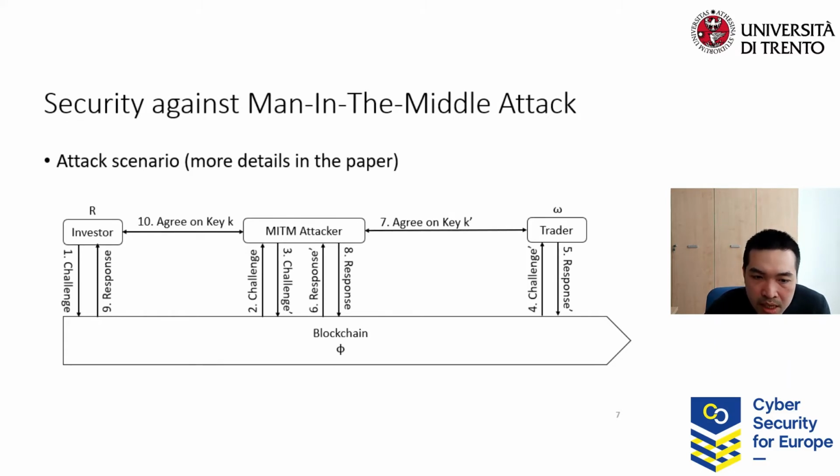The attacker in this way can agree on the key K with the investor and key K prime with the trader without the knowledge of a valid witness. Now the attacker can breach the connection between the investor and the trader, then learn their secret messages without being detected. You can find more details on the attack in the paper.